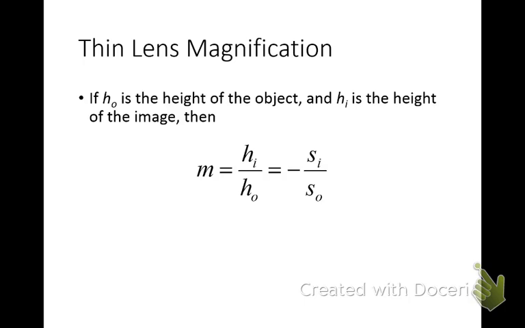So, for the example of a thin converging lens, which is really all that we had time to get to, it produced an upside-down inverted image. So HI is negative, the magnification is also negative. The magnification can be bigger than 1 if the image is taller. It can be smaller than 1 if the image is shorter.